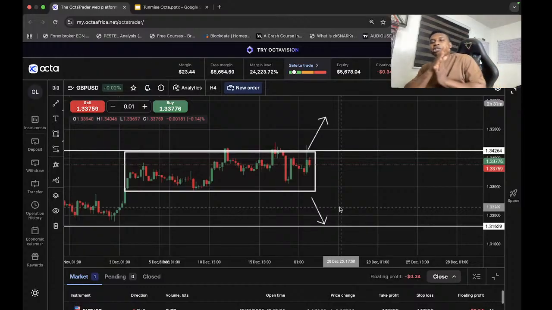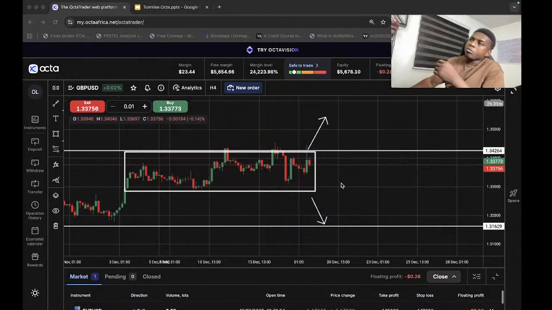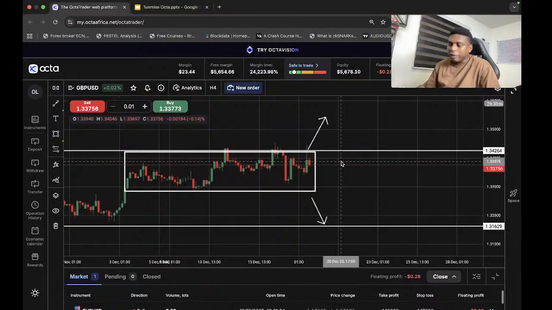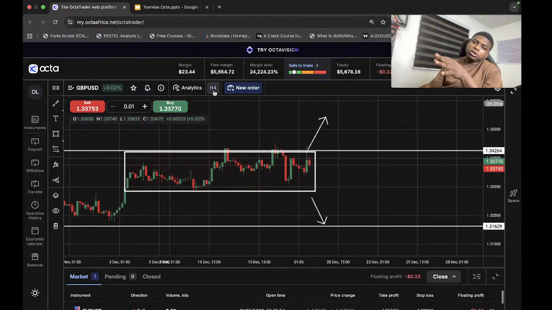If I'm going to take a trade on this now, I would be setting a buy limit order, or a sell limit order. But because there is no clear direction, I would stay patient to see what direction price breaks out from and then follow through. Fantastic. So this is our outlook on GBP USD.